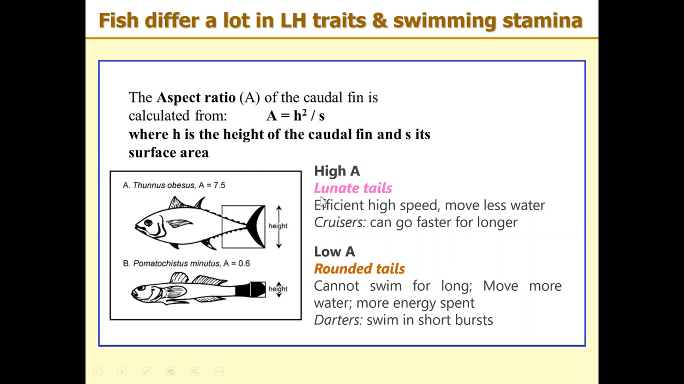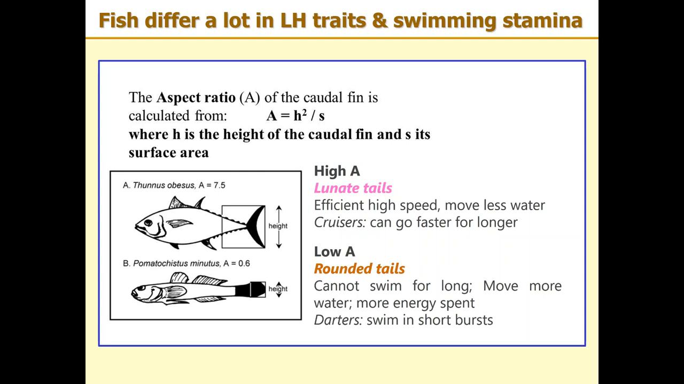Those that have so-called lunate tails, which are designed for efficient high speed. They move less water by using these lunate tails. And this is typical of cruisers. This is a marine example, but it applies also to freshwater. This is typically the situation for fish that can go faster for longer.